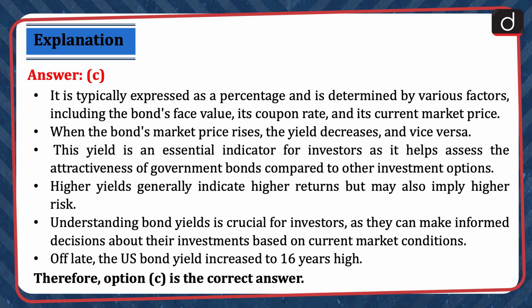It is typically expressed as a percentage and is determined by various factors, including the bond's face value, its coupon rate, and its current market price. When the bond's market price rises, the yield decreases, and vice versa. This yield is an essential indicator for investors as it helps assess the attractiveness of government bonds compared to other investment options. Higher yields generally indicate higher returns but may also imply higher risk. Understanding bond yields is crucial for investors as they can make informed decisions about their investments based on current market conditions. Of late, the US bond yield increased to 16 years high. Therefore, option C is the correct answer.